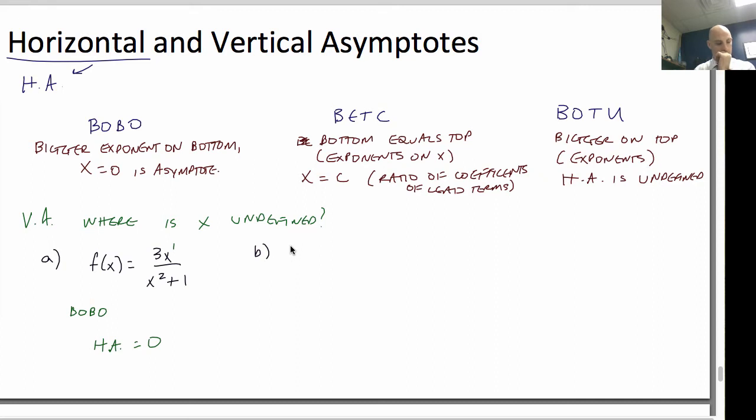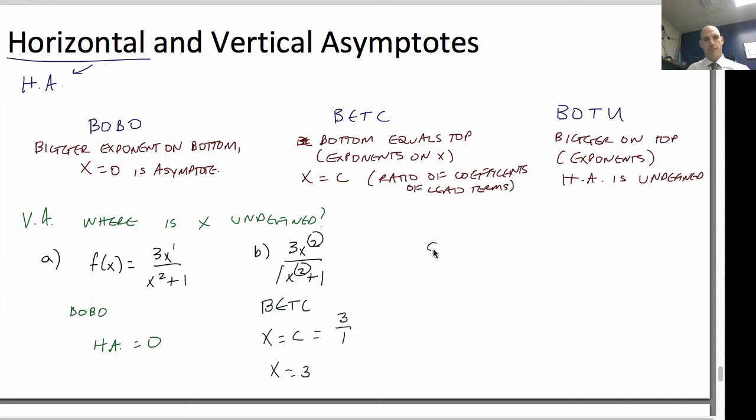For B, 3x squared over x squared plus 1. When I look at my exponents, I've got 2 and I've got 2. So this is a Betsy situation. Bottom equals top, so it's a constant, which is equal to the ratio of the highest degree coefficients. So it's 3 over 1, because this is 3, 1. So y equals 3 is an asymptote. Done.